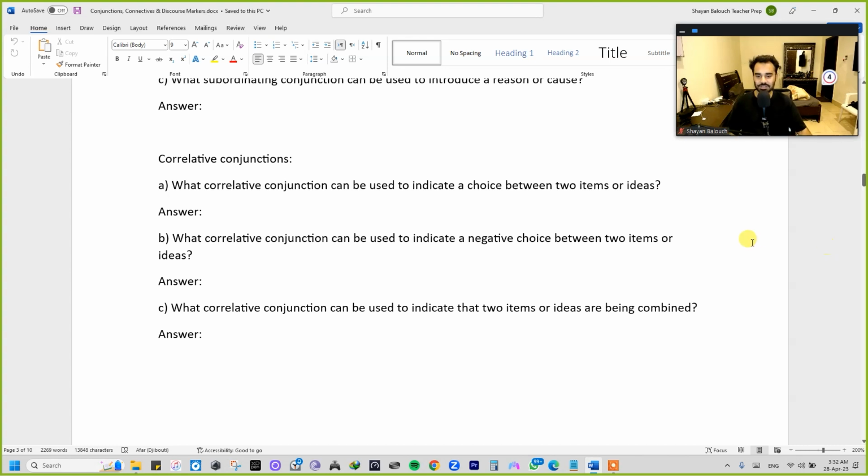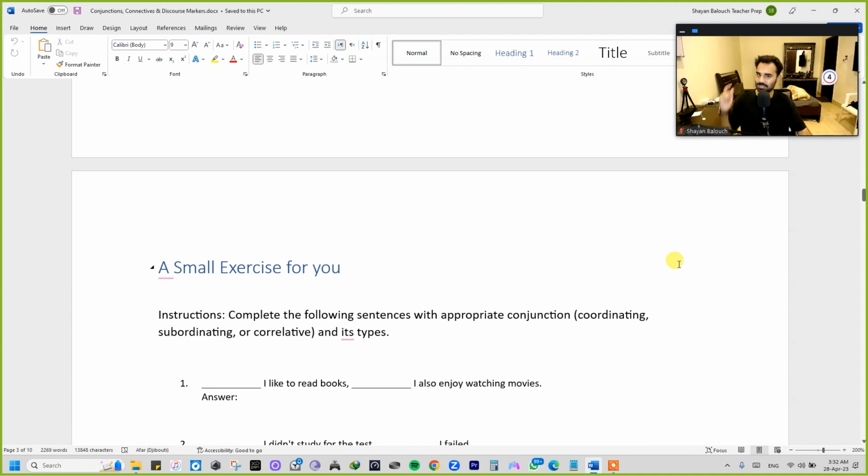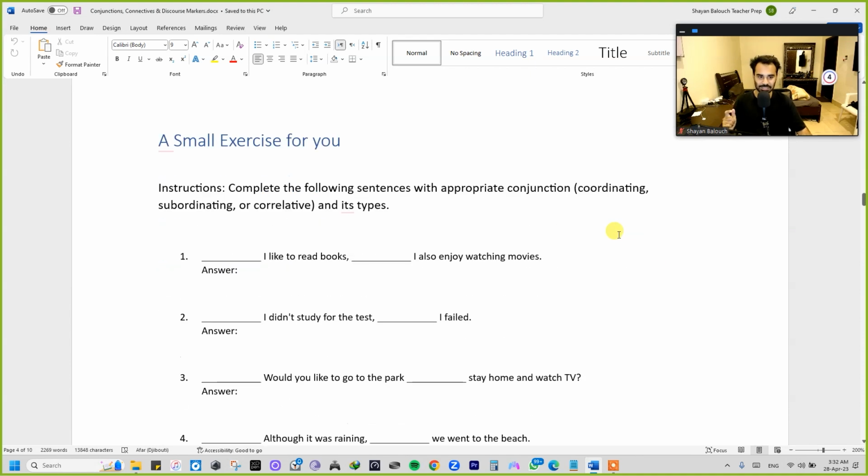Now, after this, I have a small exercise for you as well. Let's make it more interesting, okay? Let's make this process more interactive. Because in this video, I had this idea to make this more interactive, that I should be giving you an exercise as well to solve right away. So instructions: complete the following sentences with appropriate conjunction, coordinating conjunction, subordinating conjunction, and correlatives as well, and their types. Okay. Their types. Sorry for the mistake, typo.